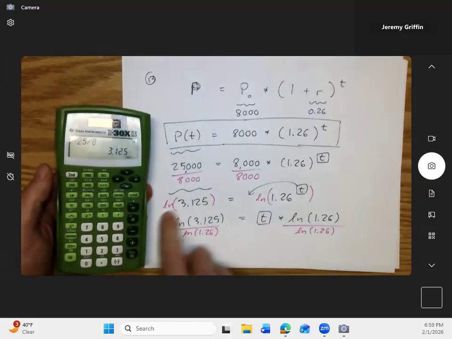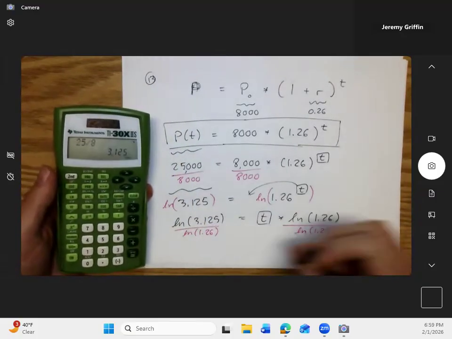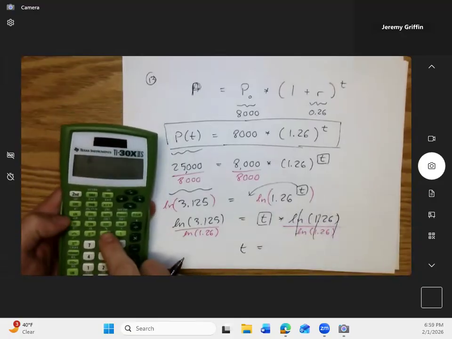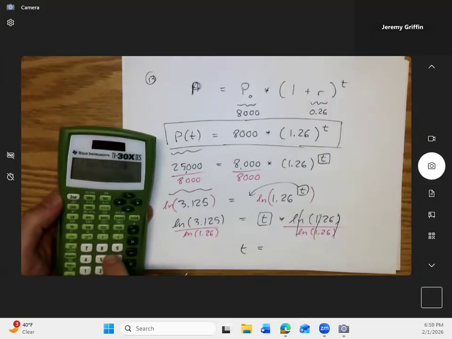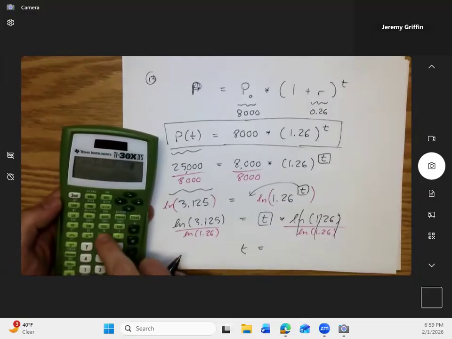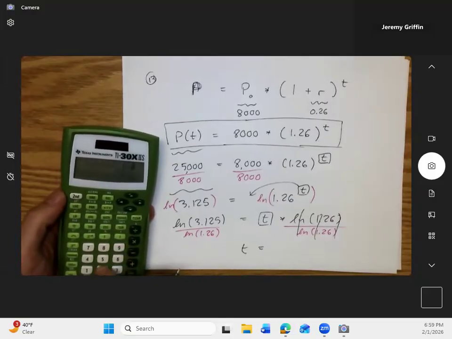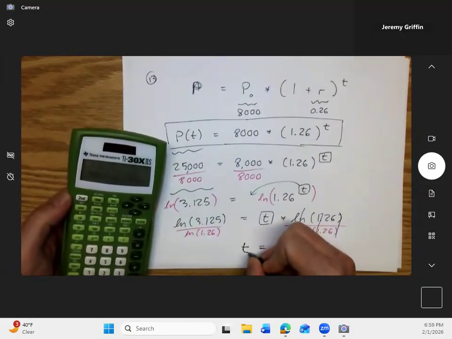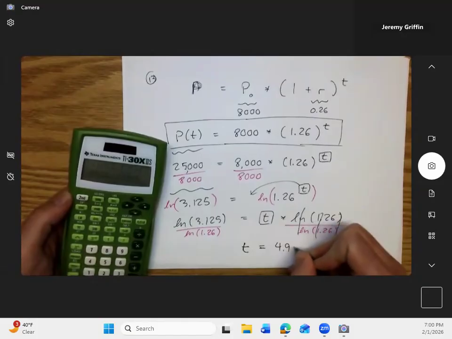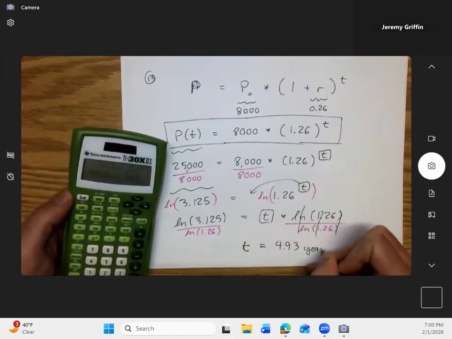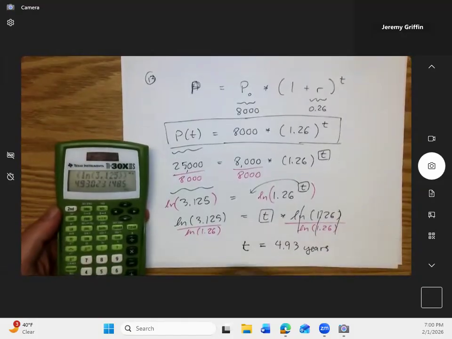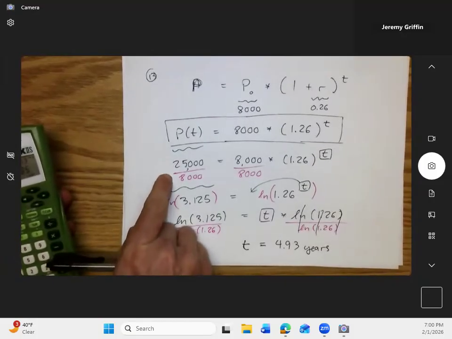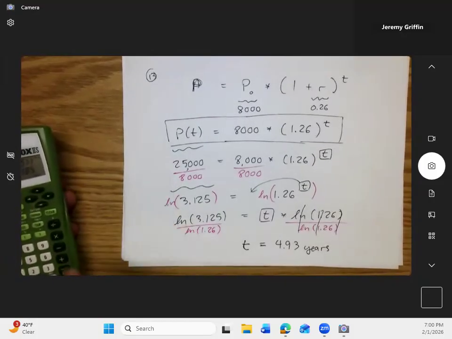So all I have to do is type this expression and that'll give me t. So t is equal to natural log 3.125 over natural log 1.26. Looking at 4.93 years. Okay, that could be believable, right? Because that's approximately triple the population, isn't it? 8,000 to 25,000, about triple the population.